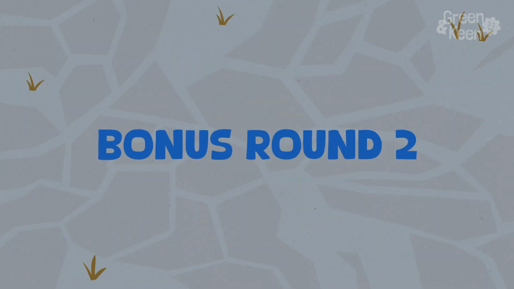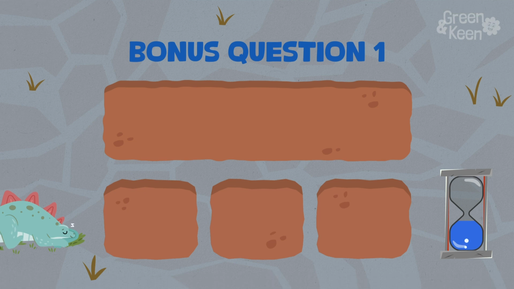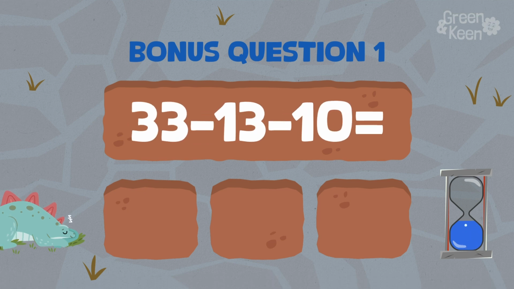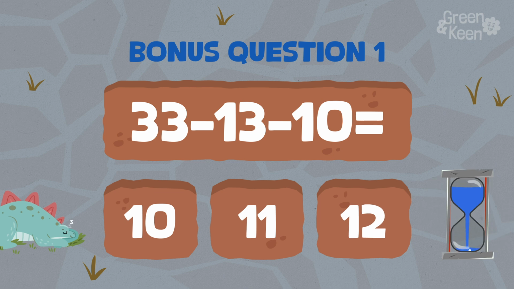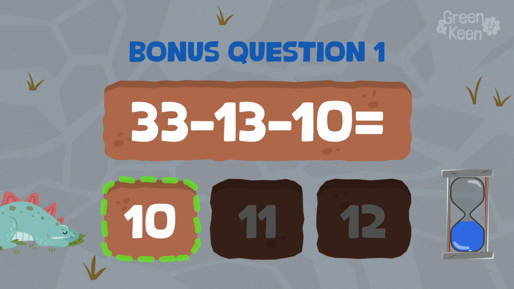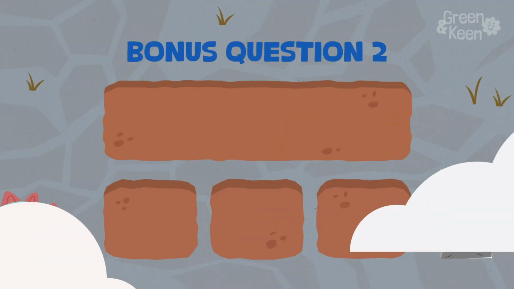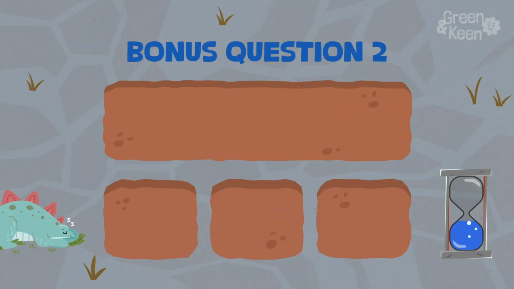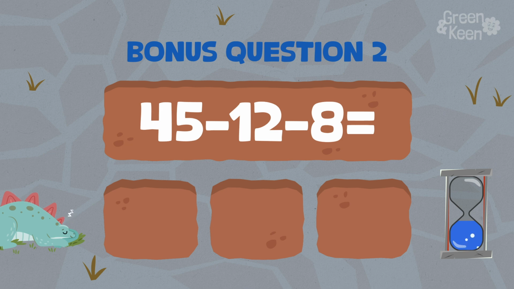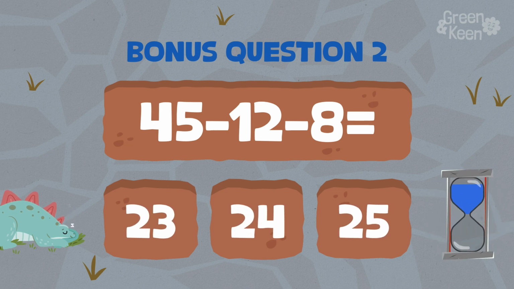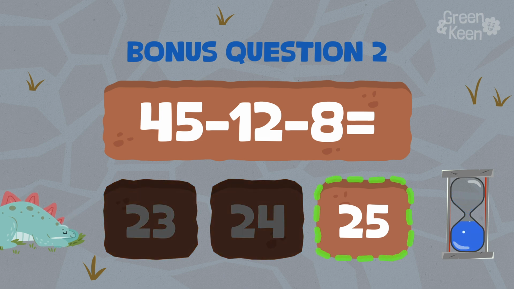Get ready for bonus round. Bonus question number 1. 33 minus 13 minus 10 equals... The answer is 10. Bonus question number 2. 45 minus 12 minus 8 equals... The answer is 25.